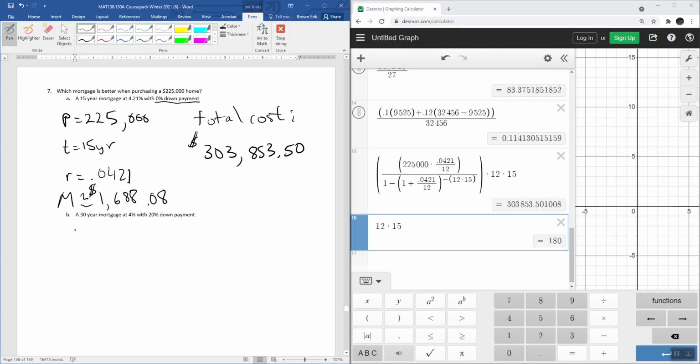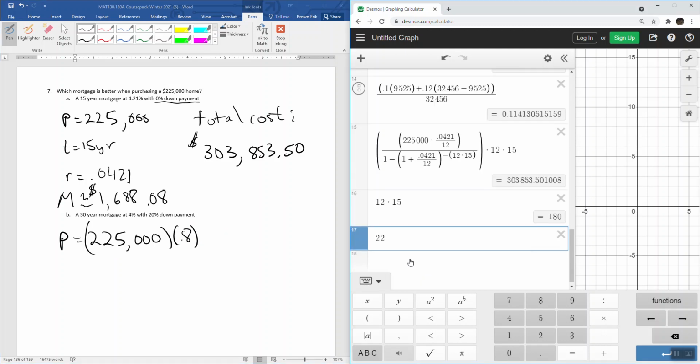Okay, so then this one, we are going to make a down payment. So check out this shortcut. Many of you may be calculating 20% of this and then subtracting that amount. If we just multiply this by 0.8, that's actually the amount we're going to finance. Let's go ahead and get that number.